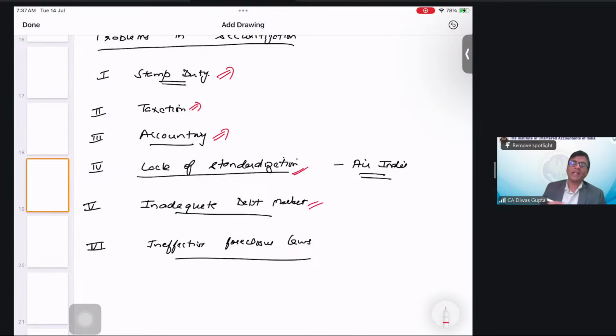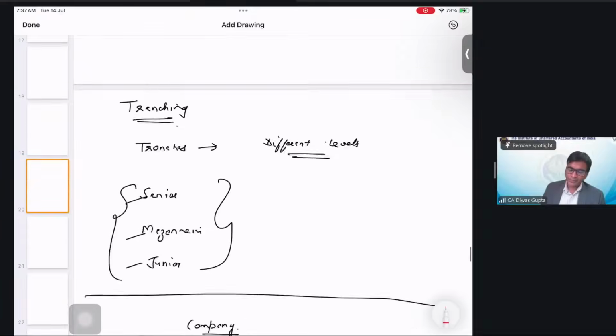Then obviously there is an inadequate debt market and ineffective foreclosure laws. Foreclosure laws means that if I have to foreclose the loan, for example, the 1,000 borrowers foreclose the loan by paying it early, then how are we going to impact the entire securitization process?